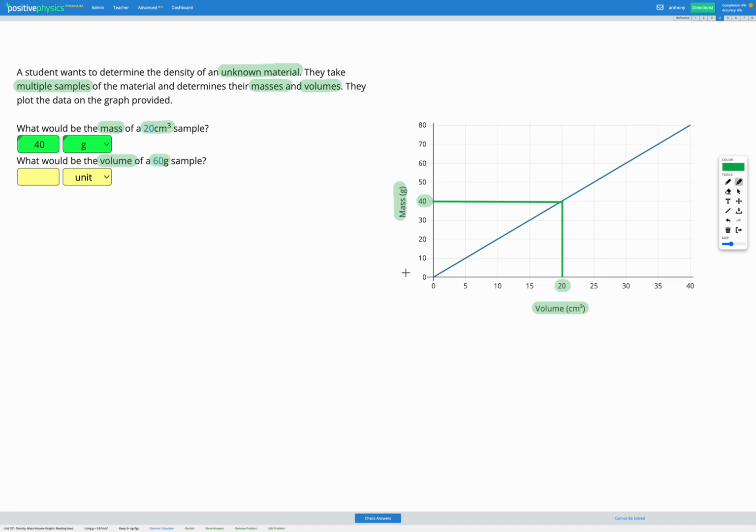So let's look at the mass. We're looking for 60 grams. So that's our y-axis, 60 grams. There it is. Again, we're going to use a line to help us read off our graph. So it's 60 grams going across to our graph line and coming down. We have 30 centimeters cubed when we have 60 grams. So the answer to the second question is going to be 30 centimeters cubed.